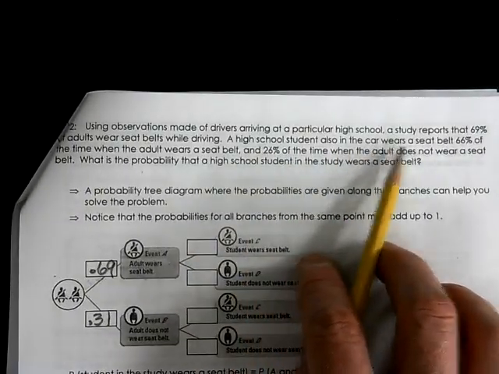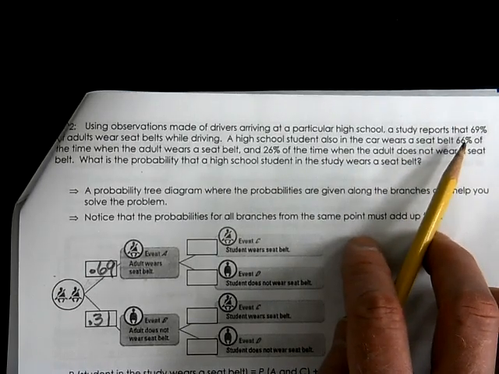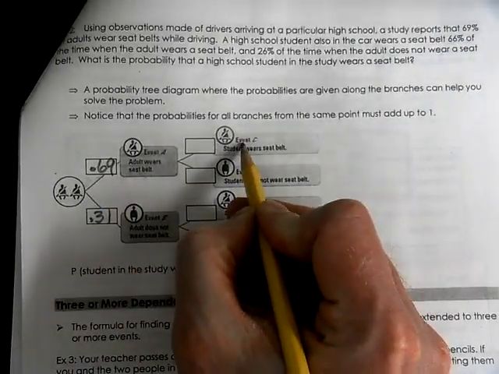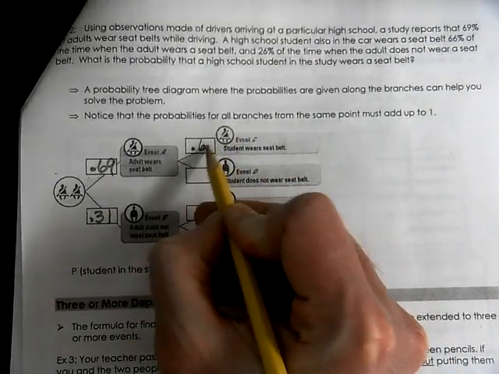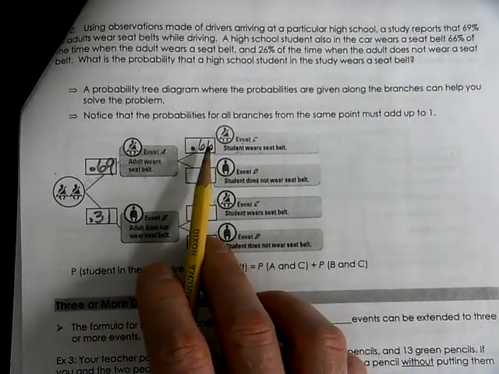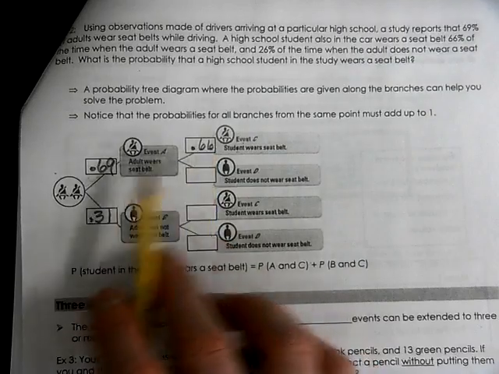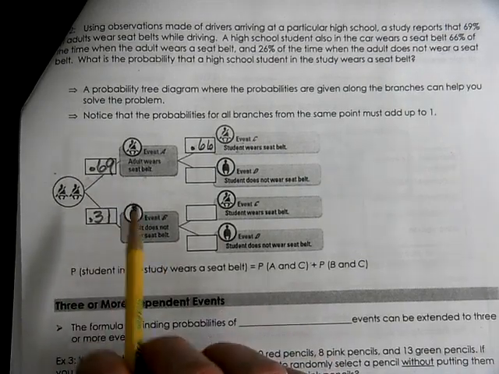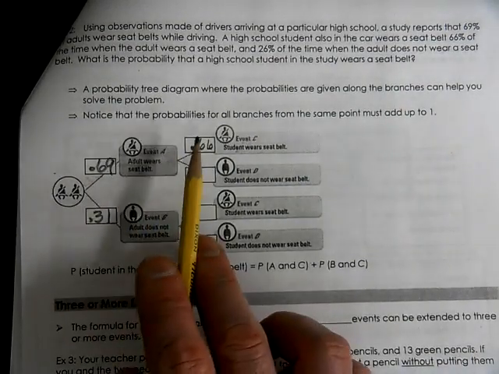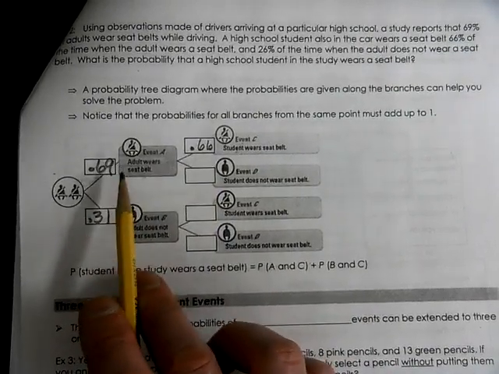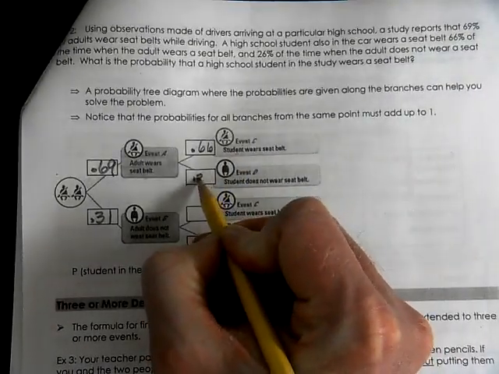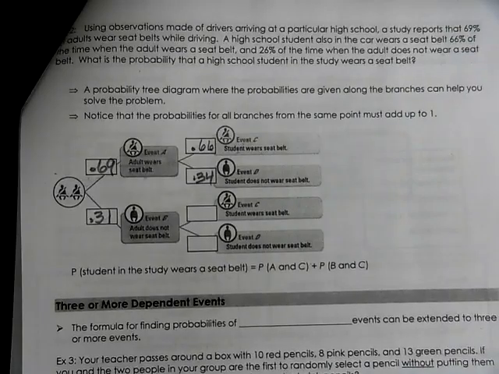A high school student in the car wears a seatbelt 66% of the time when the adult wears a seatbelt. So we come down here and we say that the student wearing the seatbelt is 66% of the time. That's not 66% always. That's 66% of the 69% that the adult is wearing the seatbelt. They only wear it 69% of the time. They wear it 66% of that amount. But wearing it and not wearing it have to be complements. So that's going to be 0.34.